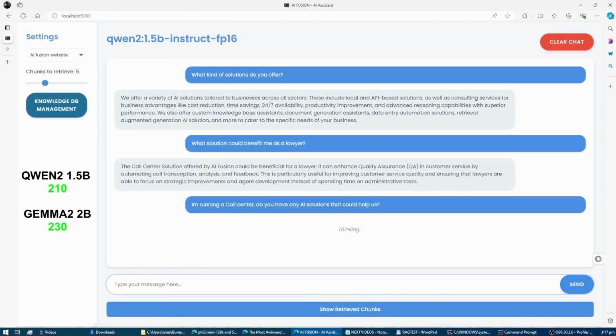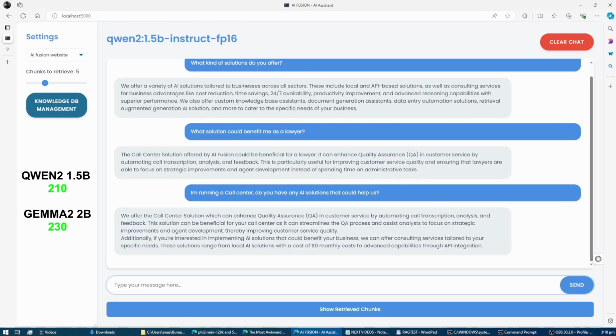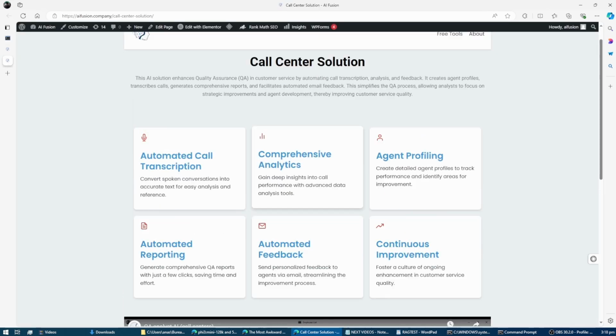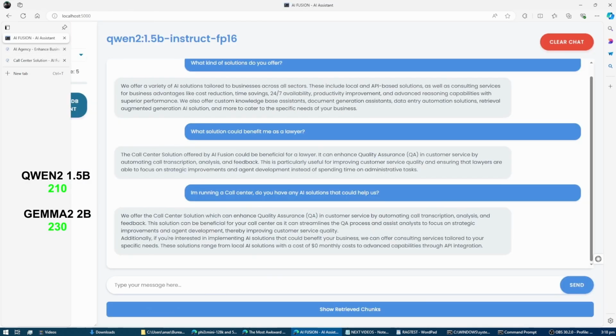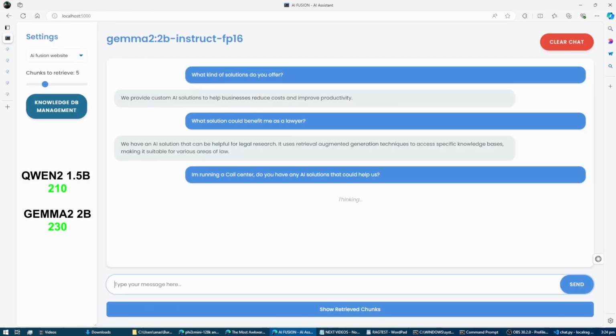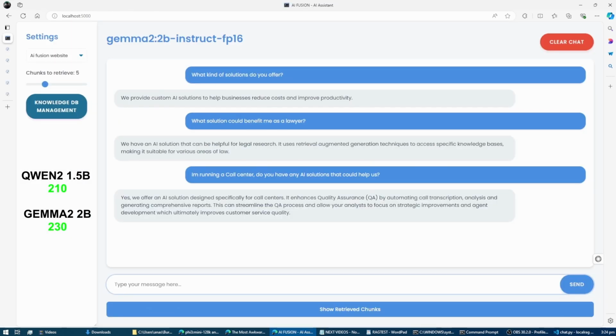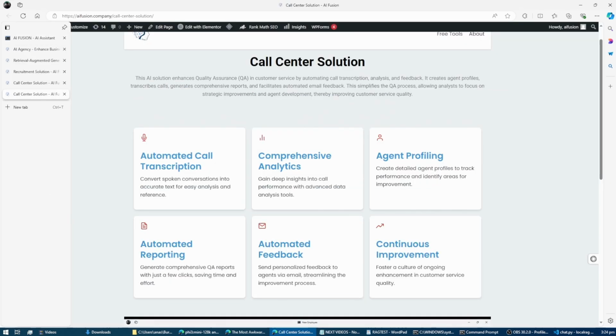For the third question, I run a call center. Do you have any AI solutions that could help us? Qwen 2 provides a strong, accurate response, referencing our AI solutions tailored for call centers. Then, moving to Gemma 2, it also delivers a correct answer, pulling the right information about the call center solutions we offer.